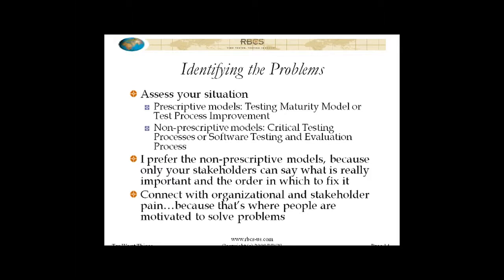there are a number of ways to assess your testing situation and identify what you're doing well and what you're doing poorly. There are frameworks for this. The frameworks fall into two camps: the prescriptive models, like testing maturity model or test process improvement, and the non-prescriptive models, like critical testing processes, which is my framework, or software testing and evaluation process. Now, the difference is that a prescriptive model puts a maturity rating on your testing, and the processes are improved in the order in which they appear in the maturity model.